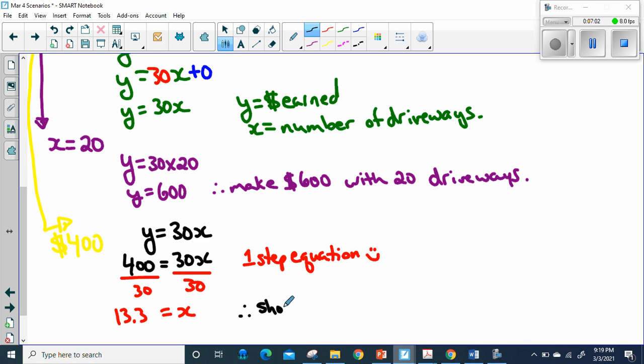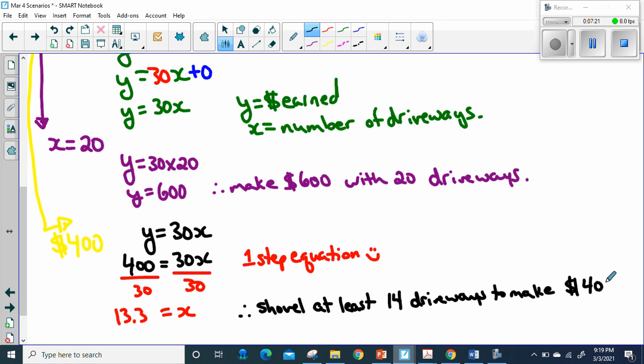So, therefore, shovel at least 14, because we probably have to drive up, at least 14 driveways. Unless somebody gives you a tip. But you'd have to shovel 14 driveways to make at least $400. Okay, because it didn't work out evenly. You gotta shovel more than 13. It won't give you enough. So that's what we're doing. So that's all it is.